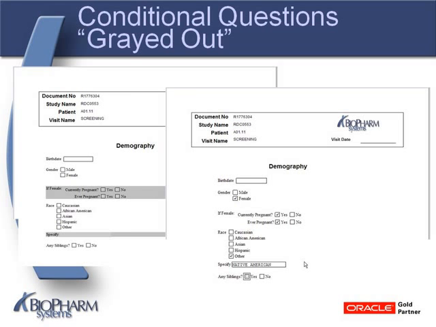The same thing below in our other example. If we had marked race as other, the specify field will be enabled. Otherwise, it will not.